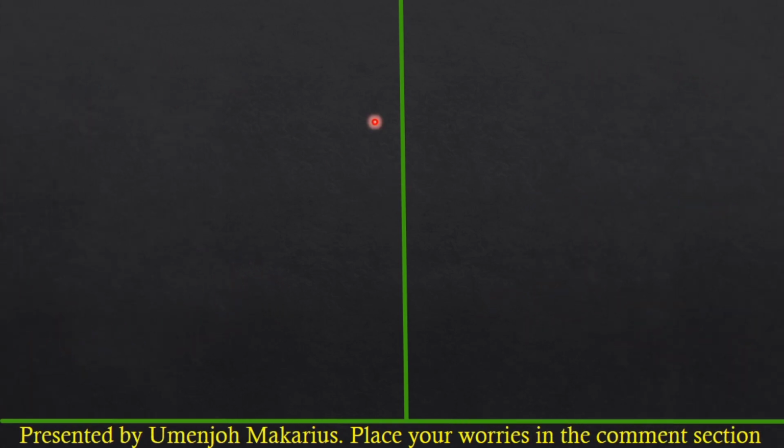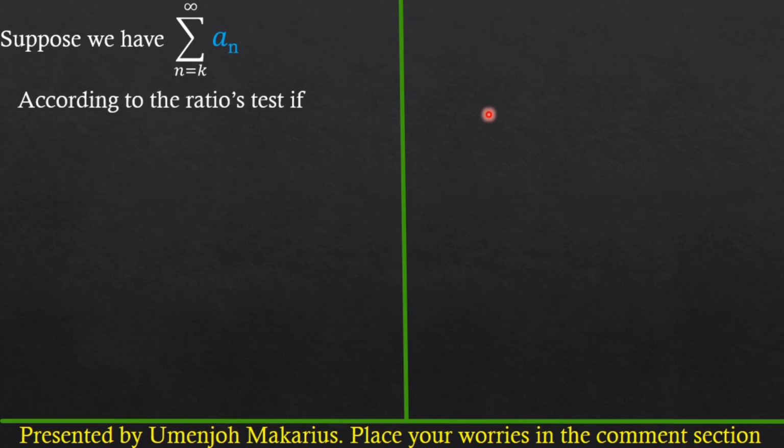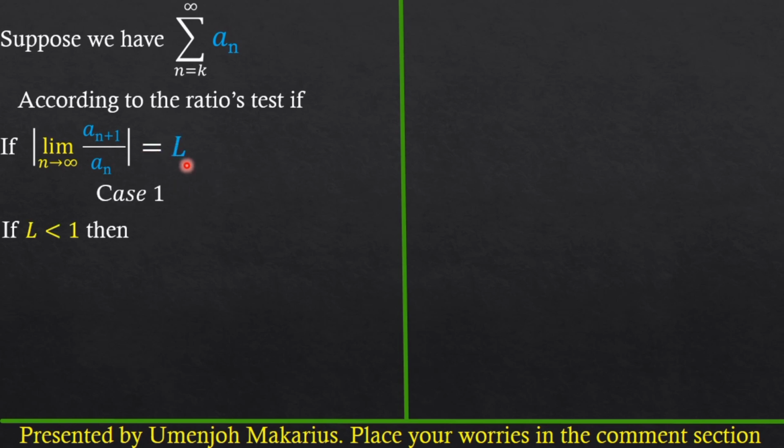Great, friends. Now suppose that we have a series, the sum as n goes from k to infinity of a_n. According to the ratio test, if the absolute value of the limit as n goes to infinity of a_(n+1) over a_n gives some value, we can call that value L. Case number 1: if L is less than 1, then the series as n goes from k to infinity of a_n is convergent, or it converges.